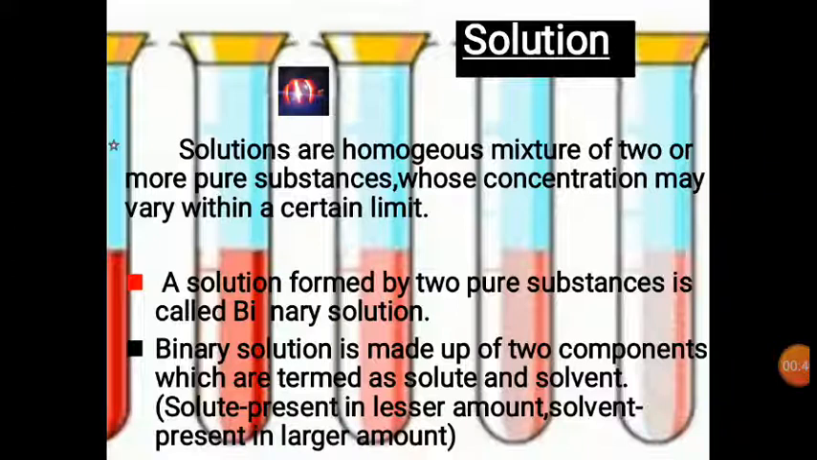So we shall consider only binary solutions in the video. Binary solution means the solution consisting of two components only, and the components are termed as solvent and solute. Solvent is the component that is present in the largest quantity, and solute is the component that is present in lesser quantity.